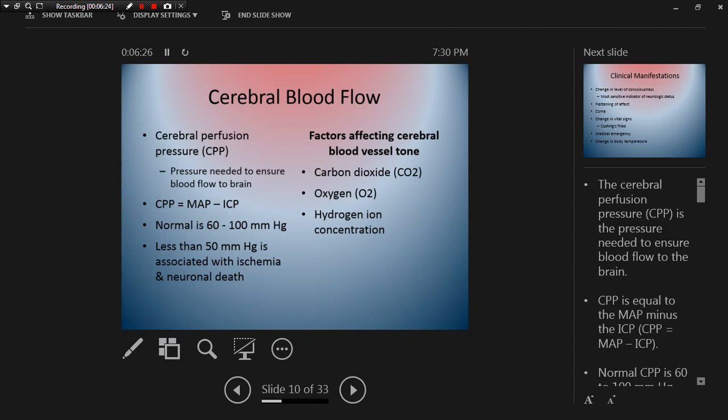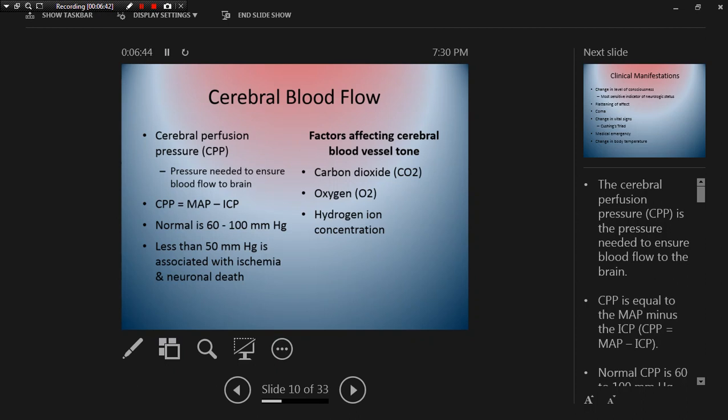So our mean arterial pressure, we know, is kind of the average arterial blood pressure at the tissue level. And so how we get a mean arterial pressure is to take the systolic blood pressure plus 2 times the diastolic blood pressure and divide it by 3.